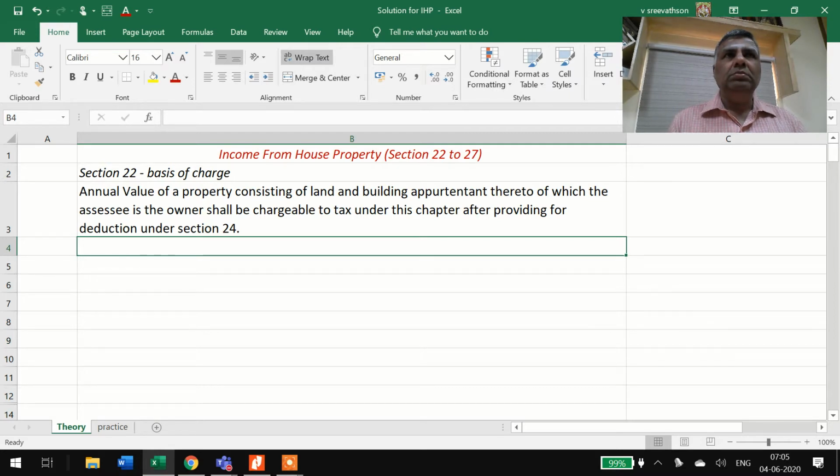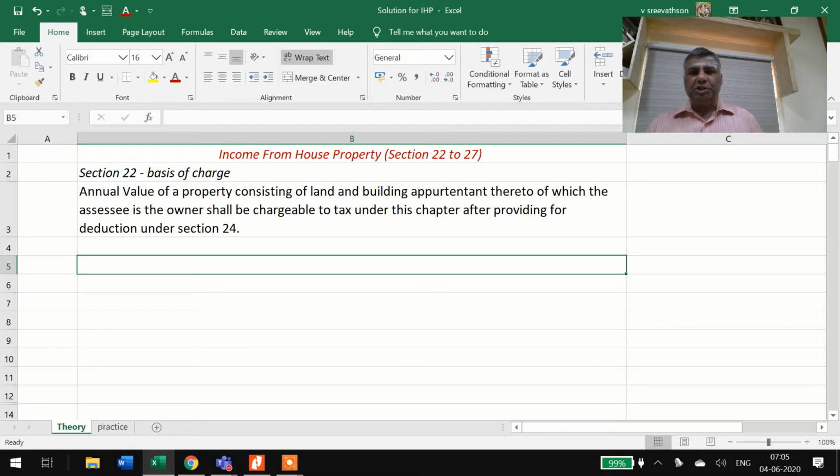Repeating the explanation: annual value of a property consisting of land and building appurtenant thereto, of which the assessee is the owner, shall be chargeable to tax under this chapter after providing for deduction under section 24. This is the basis of charge. We will break down this definition into smaller parts and understand it.